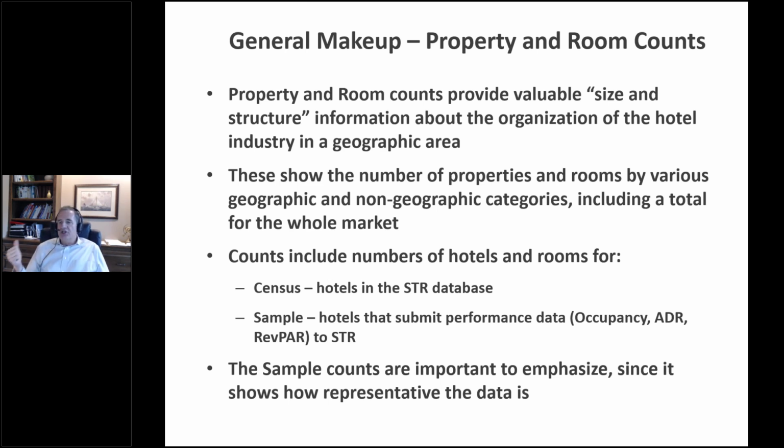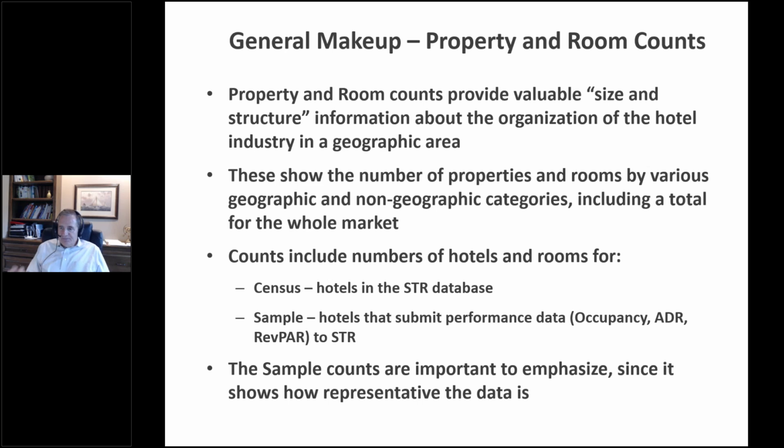The counts here are going to include numbers of hotels and number of rooms for two different categories. First, for census. Now, that refers to all the hotels that are in the STR database. We have about 250,000 hotels throughout the world in the STR database.